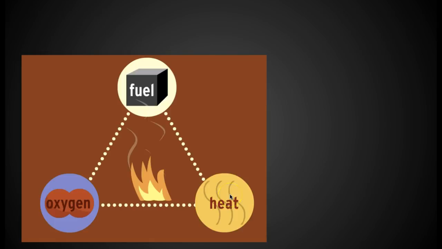For example, when you have a match and you light it, you're creating heat through friction as you go on the sandy side of the box of matchsticks. And that heat then starts combusting and starts making a chemical reaction with the fuel and the oxygen. So fire needs heat, fuel, and oxygen to undergo that chemical reaction.